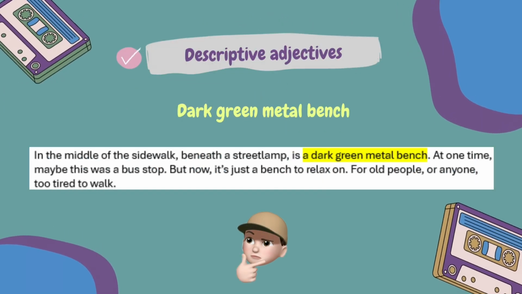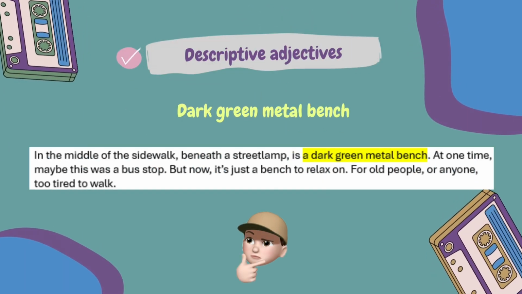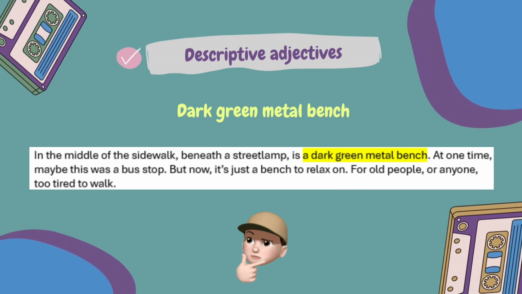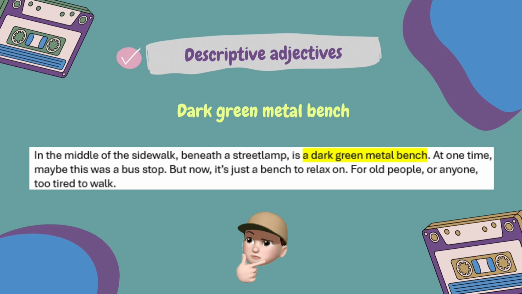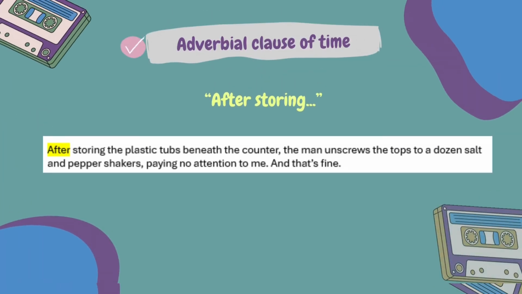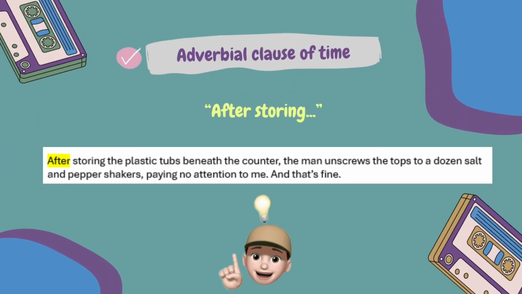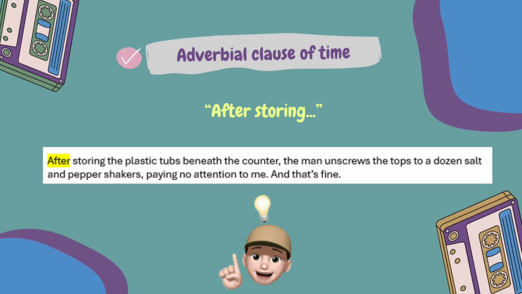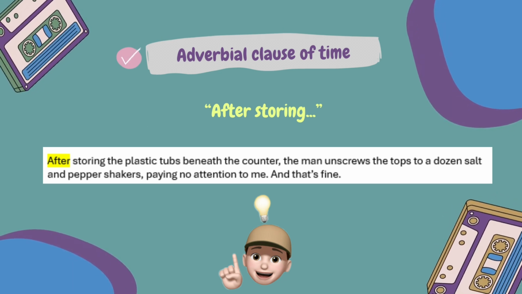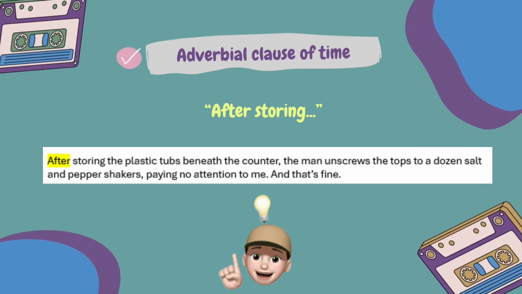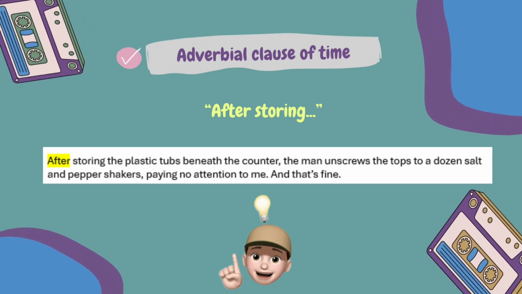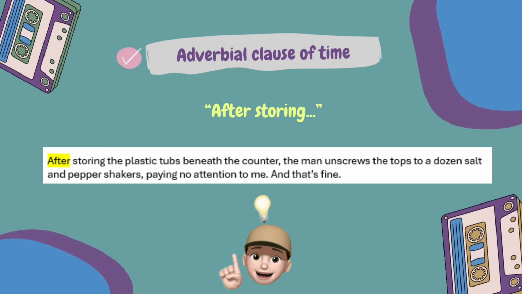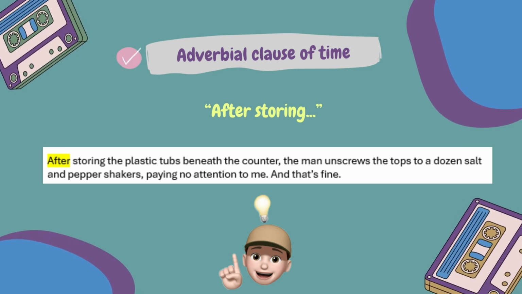This story also contains descriptive adjectives to indicate different qualities. One of the evidence of a descriptive adjective in the text is the following: "a dark green metal bench." This novel has the presence of adverbials to connect ideas. For example, the adverb of time, "after," to express the adverbial clause. "After storing the plastic tubs beneath the counter, the man unscrews the top to a dozen salt and pepper shakers. Pay no attention to me."